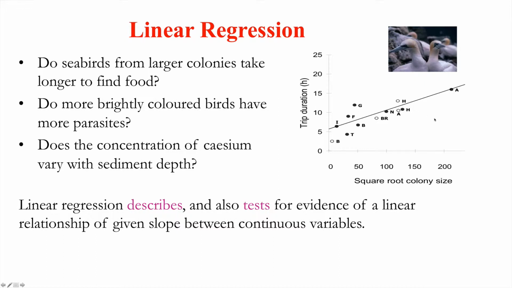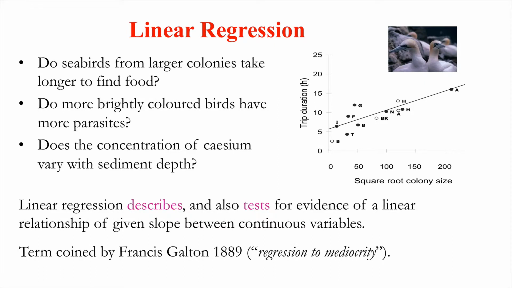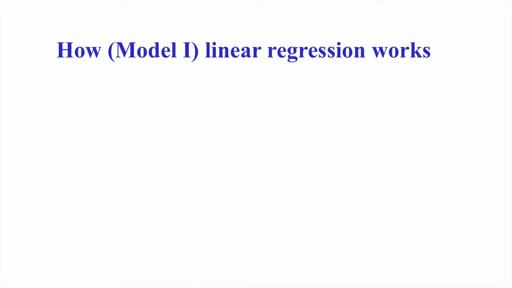root colony size? The approach was popularized by Francis Galton in 1889, who was very interested in heredity, particularly instances such as tall parents giving rise to offspring who are tall but not quite as tall as themselves, a phenomenon known as regression to mediocrity. But the overall approach was further developed by Pearson and Fisher.